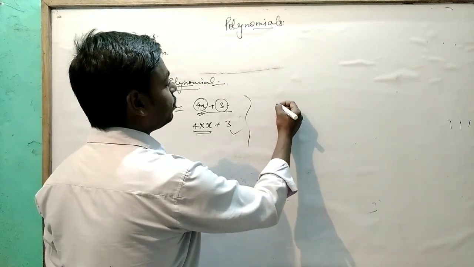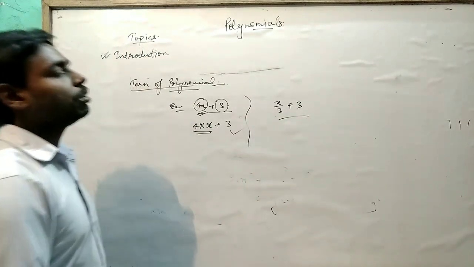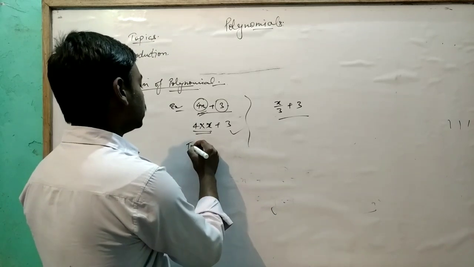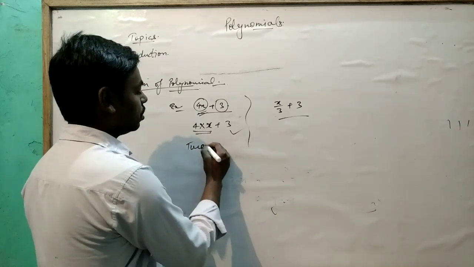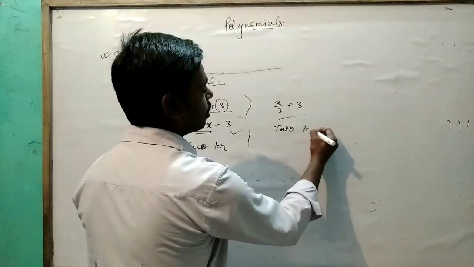Next example, x by 3 plus 3. It also has two terms. So how many terms does it have? Two terms. It is also two terms.